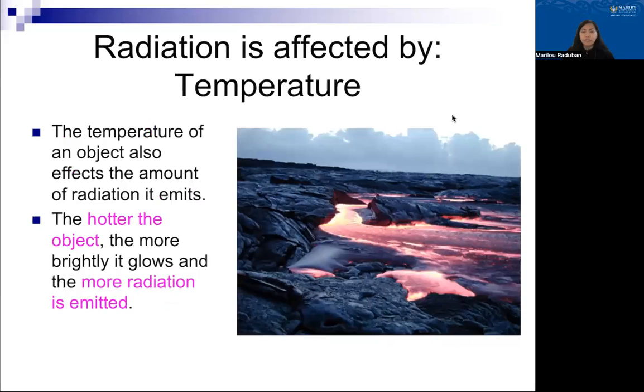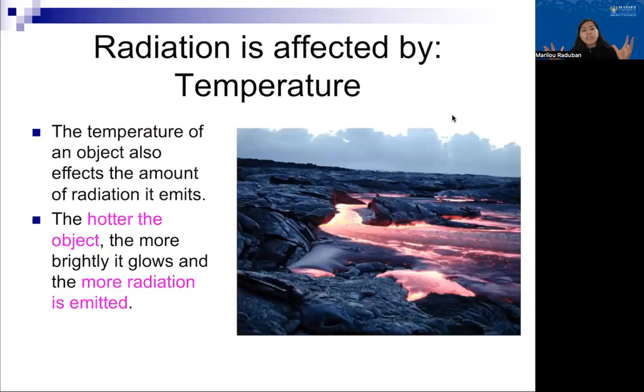The amount of radiation emitted by an object is also affected by its temperature. So the hotter the object is, the more radiation is emitted. And again, we can understand this by looking at the very first slide where you have the vibration of the atoms. And as the atoms vibrate, they emit the electromagnetic waves that carry energy via radiation.